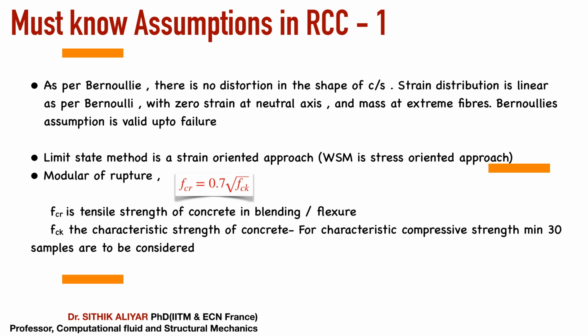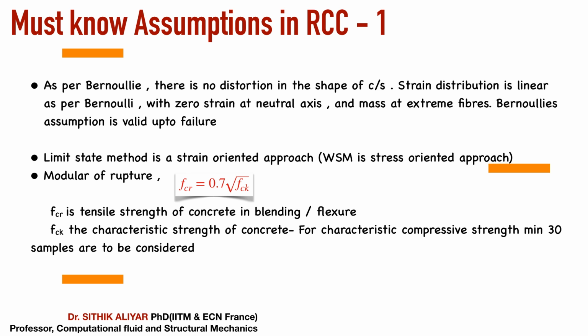So for an example, if you put fck as 40 MPa, fcr equals 0.7 root of fck. An fck of 40 MPa, you can convert MPa to kilonewton per meter square, and you will know how much load it can take. It is a very high number, so let me take a calculator, give me a second. It is 0.7 times the square root of 40, which will give you 4.4 MPa.